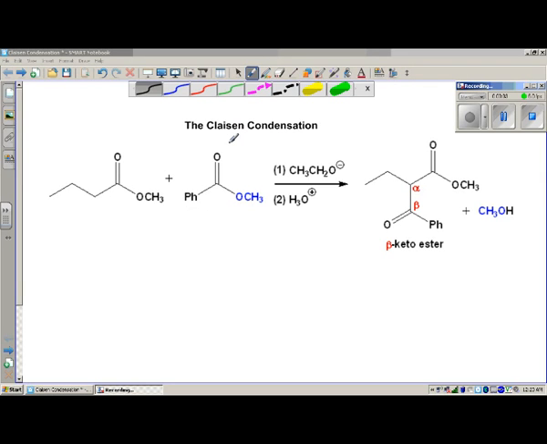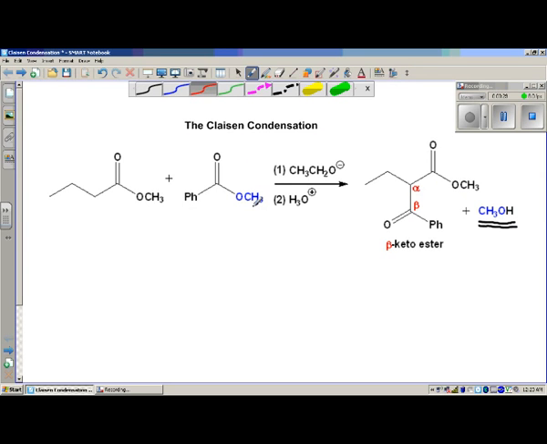So right now we're going to look at a reaction that's very similar to the aldol reaction and aldol condensation reaction. There's something called the Claisen condensation. Condensation because you're spitting out a small molecule. Just so you guys know, condensation doesn't always mean spitting out water. It just means spitting out something small.